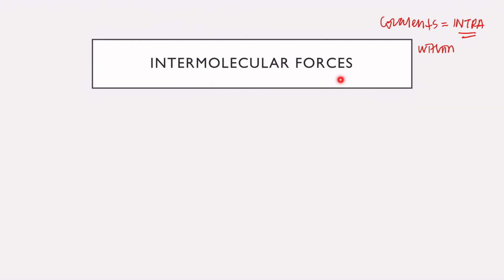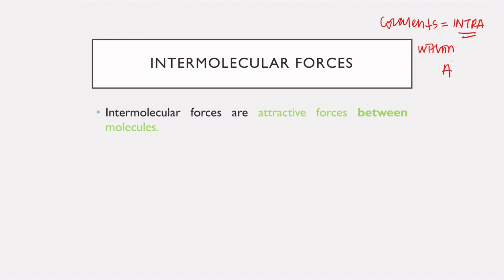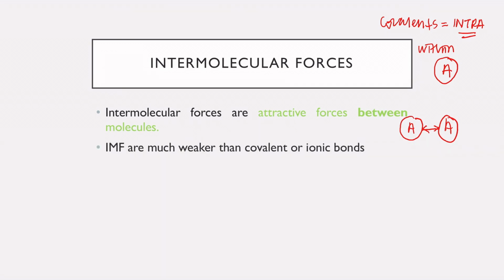So what are intermolecular forces? Intermolecular forces are attractive forces between molecules. Intra is within your molecule, inter is between, let's say, molecule A and molecule A. So this is intermolecular forces. And intermolecular forces are much weaker than covalent or ionic bonds, about 15% weaker. How do we explain how they affect these properties?